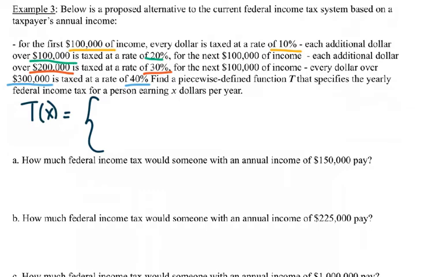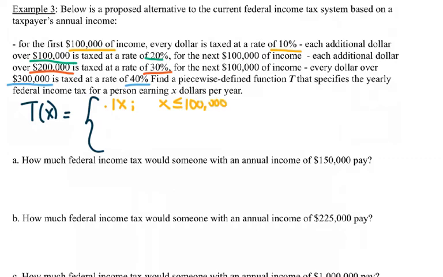For the first $100,000, it's going to be 10%. So that's going to be 0.1x, because that's what 10% looks like if you change it to a decimal. And this is for anything that's less than or equal to $100,000.